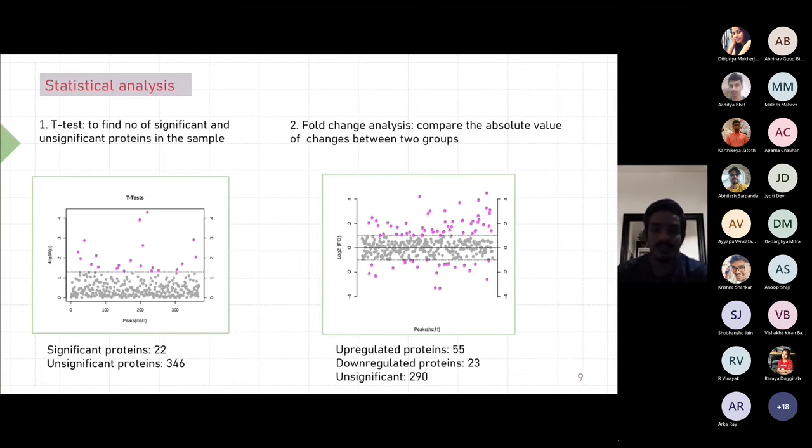Then we go through some statistical analysis, starting with the t-test. The t-test is used to find the number of significant and insignificant proteins in the sample. From this we get 22 significant proteins and 346 insignificant proteins. After that, we do fold change analysis, which compares the absolute value of changes between two groups. From this, we got 55 upregulated proteins, 23 downregulated proteins, and 290 insignificant proteins.